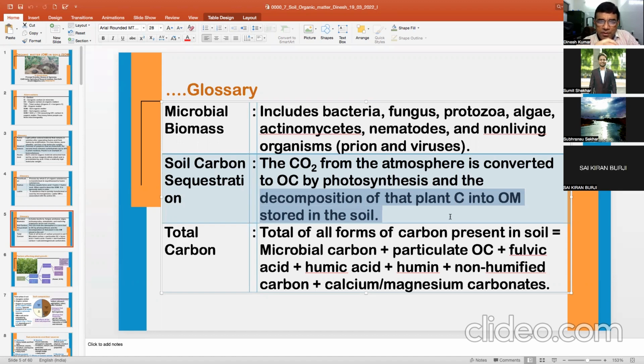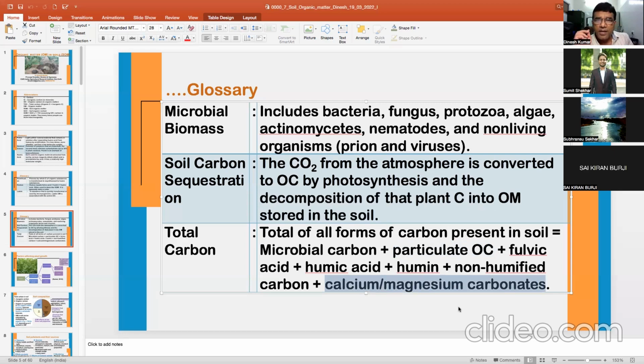Yes, sir. Good. Now, total carbon. Already you know what is total carbon, organic and inorganic carbon. So total of all forms of carbon present in soil: microbial carbon, particulate organic carbon, you will know it, fulvic acid, humic acid, humin, non-humified, and calcium magnesium carbonate.